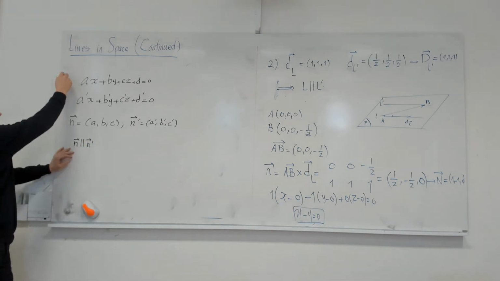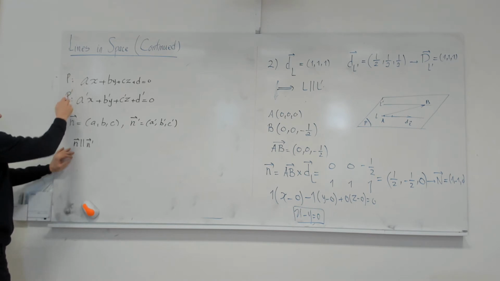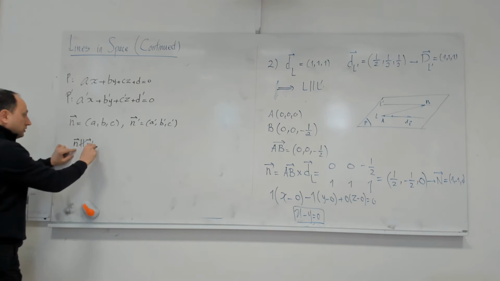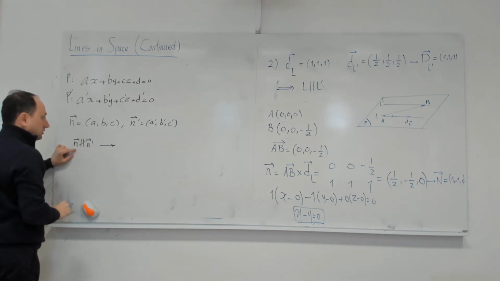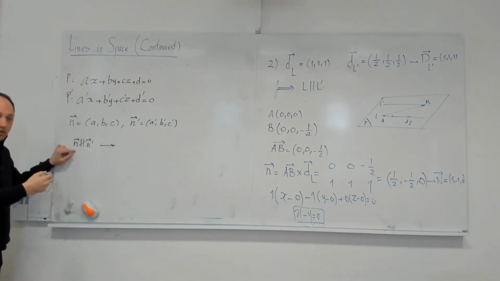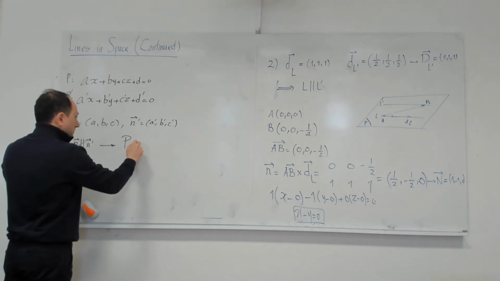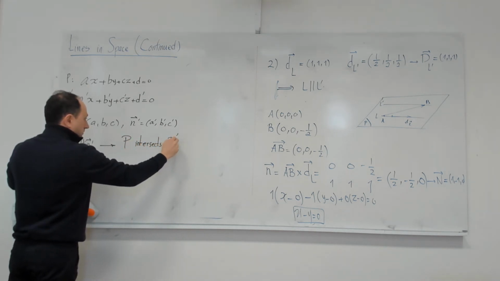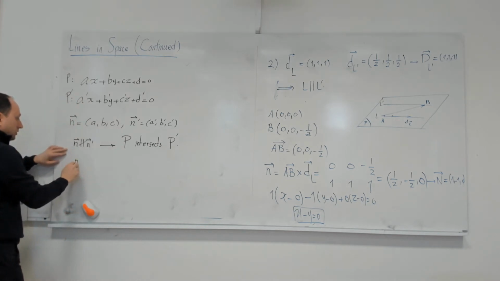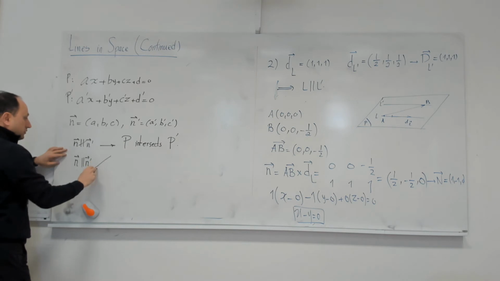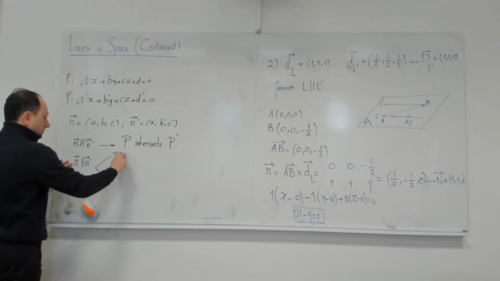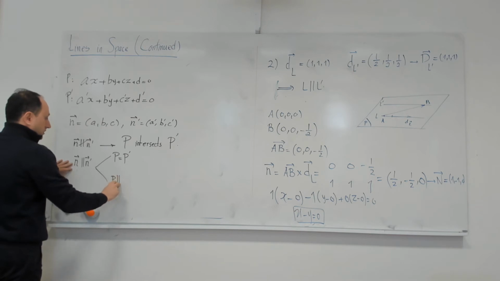Okay, if they are not parallel, what can I conclude immediately? Let me call this P and this P prime. If N is not parallel to N prime, what can you conclude? They intersect. P intersects P prime. Okay, but another scenario is that N turns out to be parallel to N prime. Then you have two scenarios: either they are exactly the same, or they are really parallel but not the same.